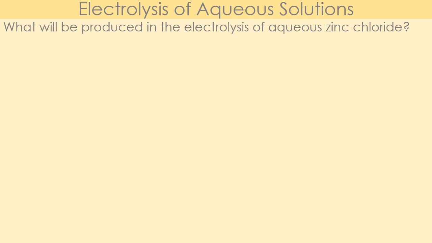So what will be produced in the electrolysis of aqueous zinc chloride? So, key part we need to know here. Zinc is more reactive than hydrogen. Because zinc is more reactive than hydrogen, we will produce hydrogen gas. And then we've got chloride, so we'll either get oxygen, unless it's a halogen, and then it's all going to be chlorine. So we're going to get hydrogen and chlorine being produced. Hydrogen, because zinc is more reactive.